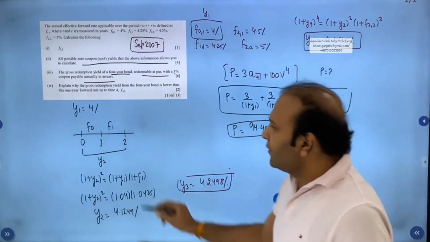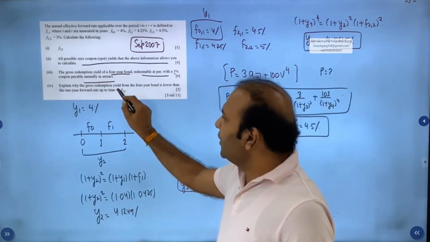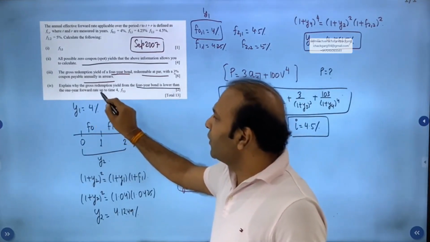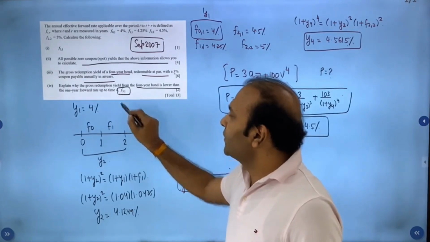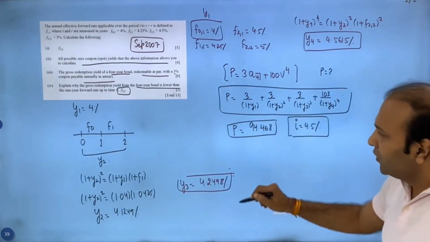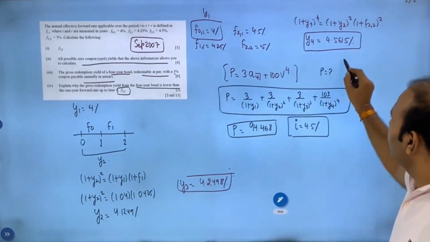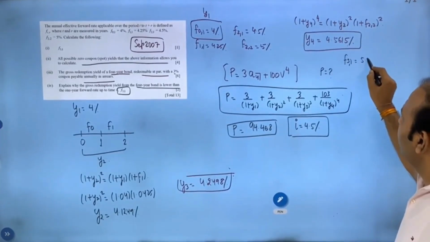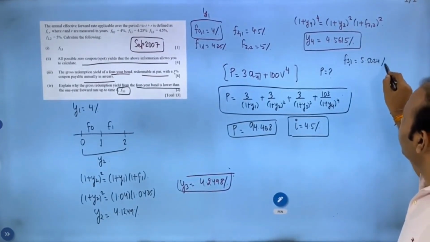So class, the last part is very interesting. Explain why the gross redemption yield for the 4-year bond is lower than the 1-year forward rate at time 3. Class, F3,1 we have calculated in the first part. F3,1 was 5.5024%.